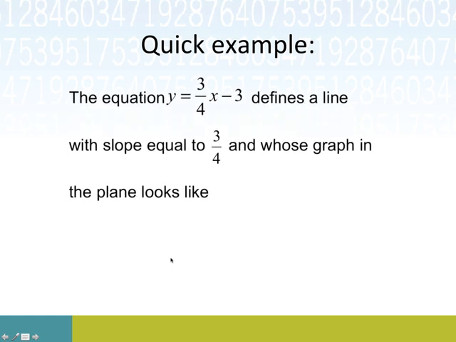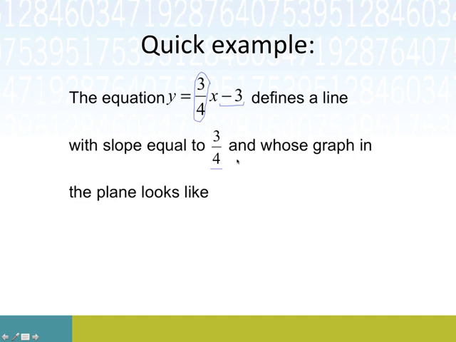So one quick example. This certainly defines a line. We've got the slope, evident right there. It's a constant, and it's multiplied by x. We've got another constant being subtracted or added. You could think of it as adding -3. And so this line has a slope of 3/4.